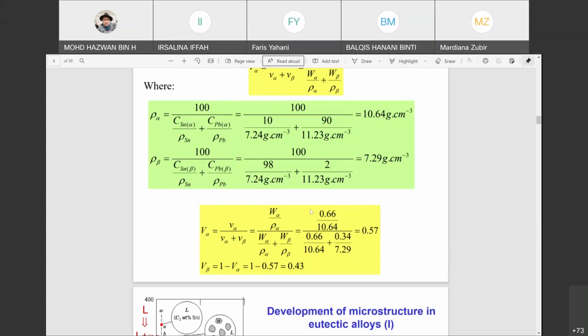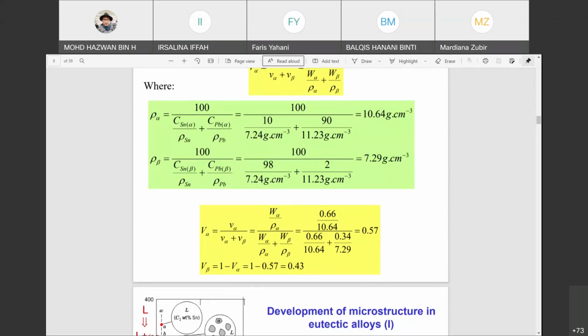From the earlier calculation, we get W alpha is equal to 0.66. So you divide with rho alpha, which is equal to 10.64 that you got just now. Then you divide with the following values: 0.66 over 10.64 plus 0.34 over 7.29. And when you calculate these together, you get the volume fraction of alpha is equal to 0.57. Meanwhile, the volume fraction of beta, you will get around 0.43.